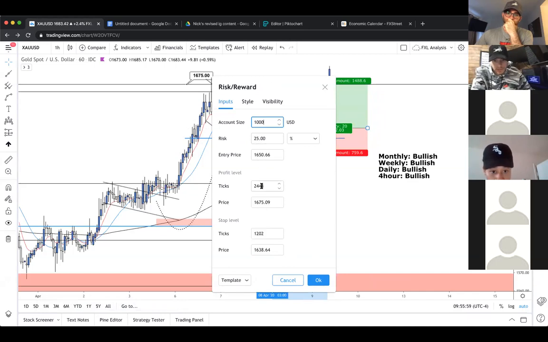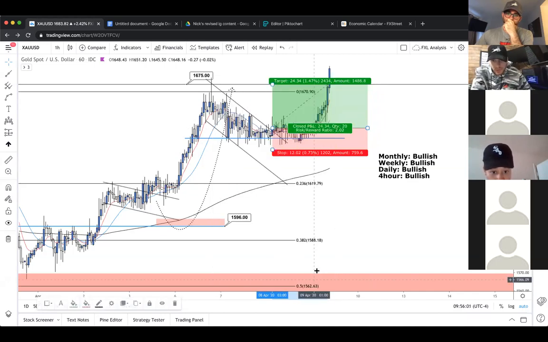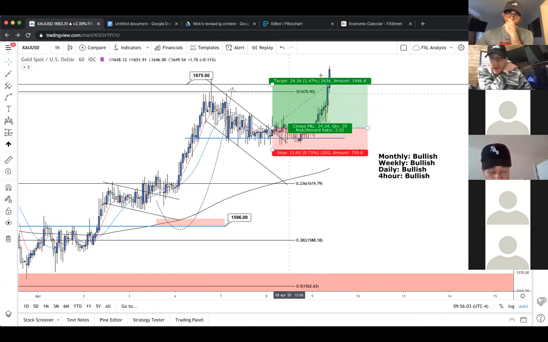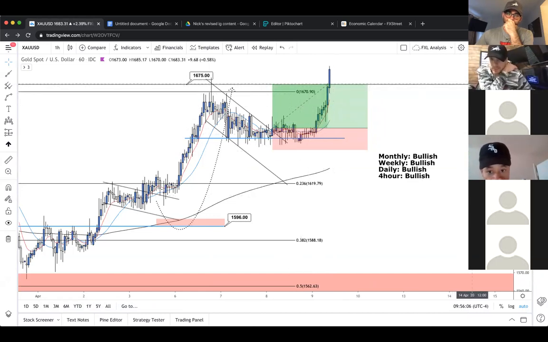Where's my TP level? 1675, there it is. So I was about 2-0. I knew if it got to this level, I'd be happy with it. It was about a 200 pip trade for me, and I closed at this area. I closed 100% of the trade at this monthly resistance.